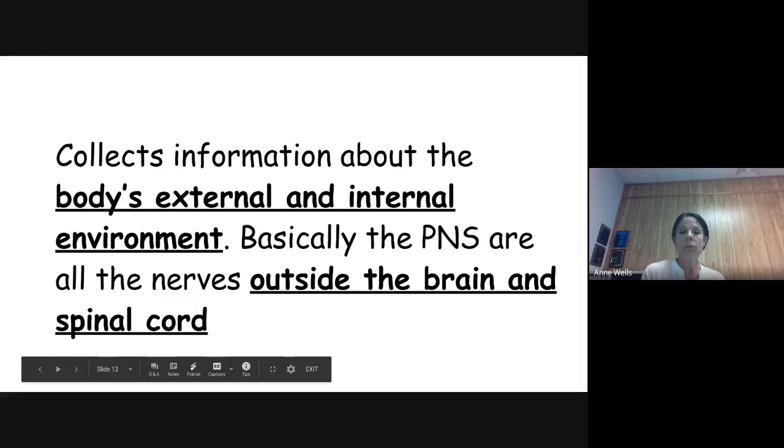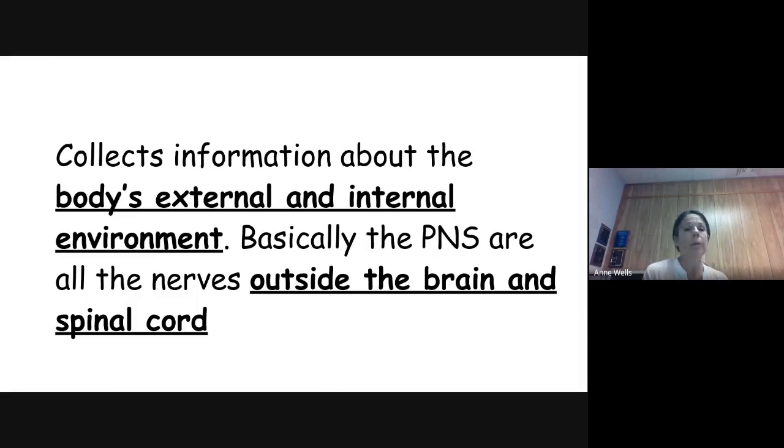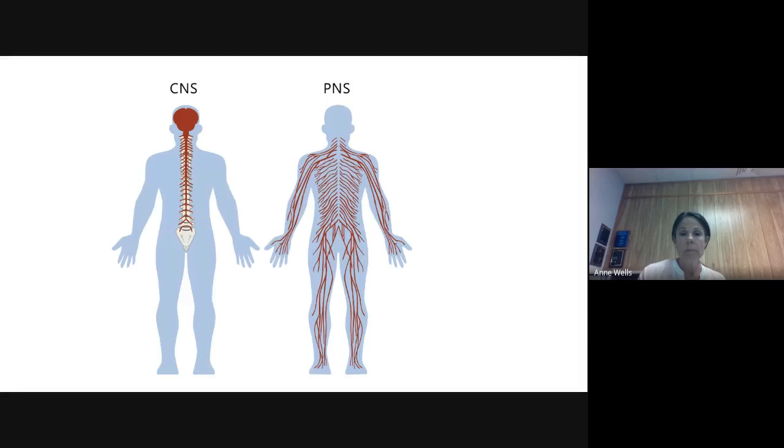Your PNS, or peripheral nervous system, collects information about the body's external and internal environment. Basically, the PNS, peripheral nervous system, are all the nerves outside the brain and the spinal cord. So this is a pretty good picture. If you'll look at the first one, the CNS, that's your brain and your spinal cord. And then the PNS, or peripheral nervous system, you can see it's just all those nerves that are going from your brain and your spinal cord to the rest of your body.